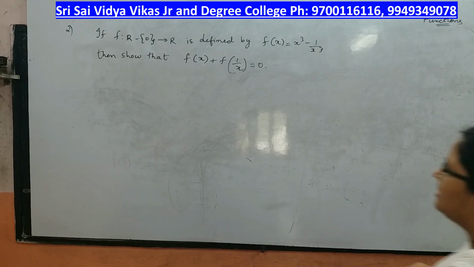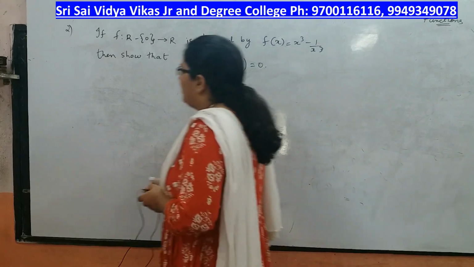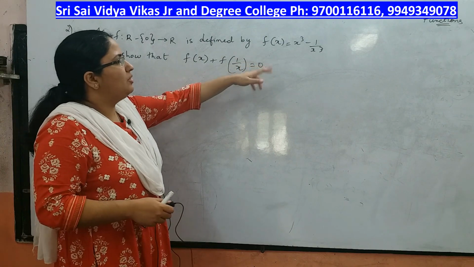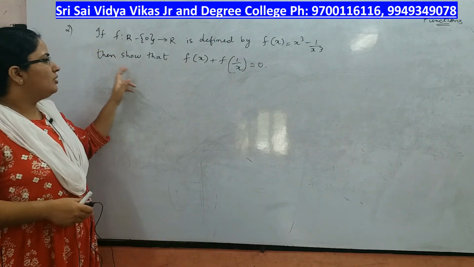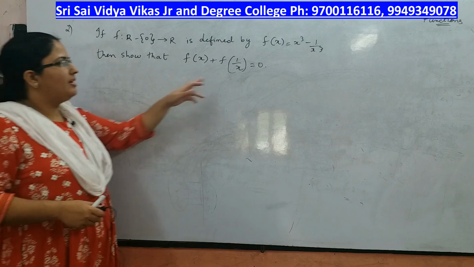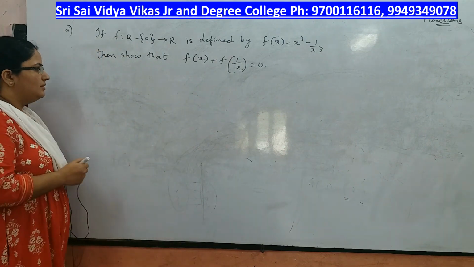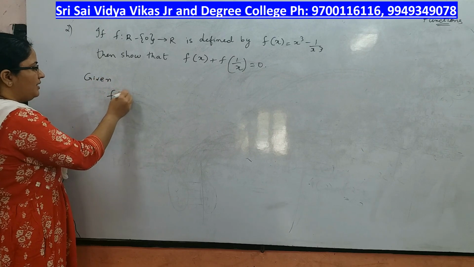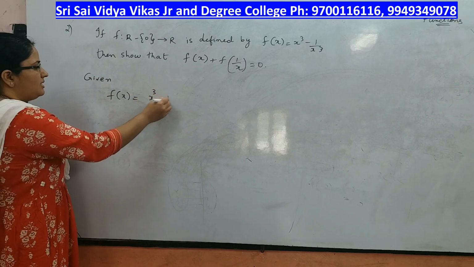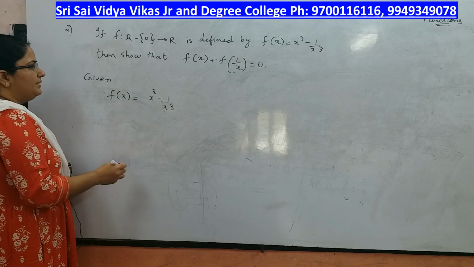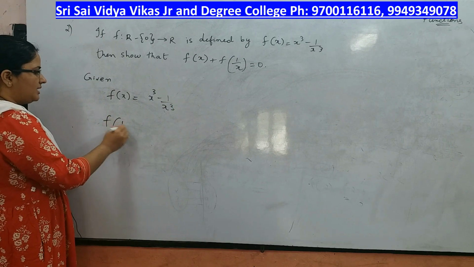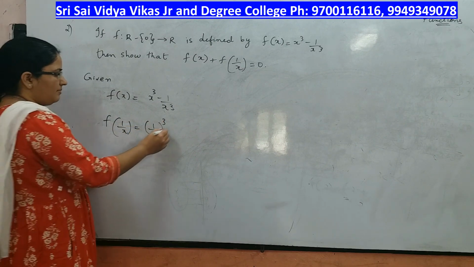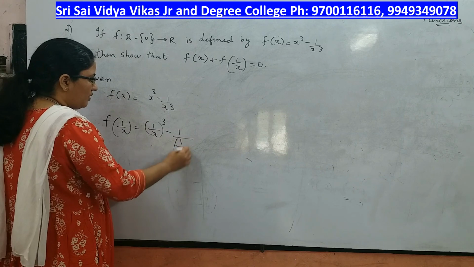In our second question, we have f maps R minus 0 to R defined by f of x is equal to x cube minus 1 by x cube. Then show that f of x plus f of 1 by x is equal to 0. So, here what is given? Given f of x is equal to x cube minus 1 by x cube. F of 1 by x is equal to 1 by x whole cube minus 1 by x whole cube.